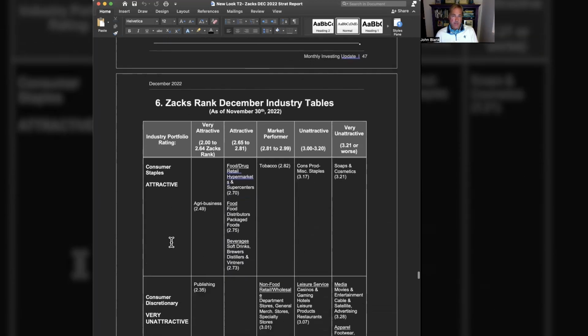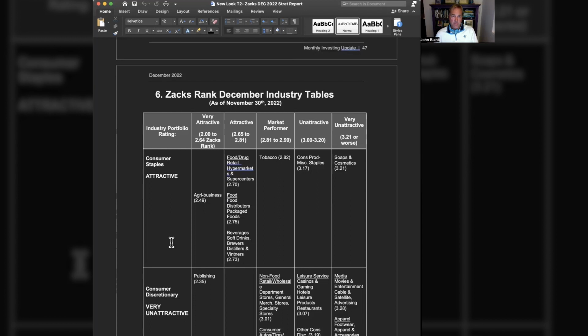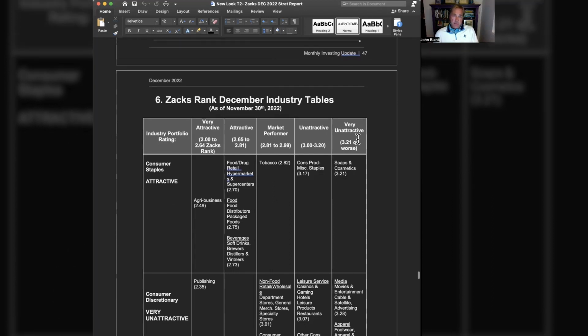All right, this is probably the most important table in the entire report, the most proprietary table in the entire report, the Zacks Rank industry tables. Now, what you can see here is we've got 5 different categories: very attractive, attractive, market perform, unattractive, very unattractive. So the really doggy ones are over here, and the really nice ones are over here. Keep this in mind. This is your market weight. This is your really outperforming sectors, and this is your really underperforming sectors.